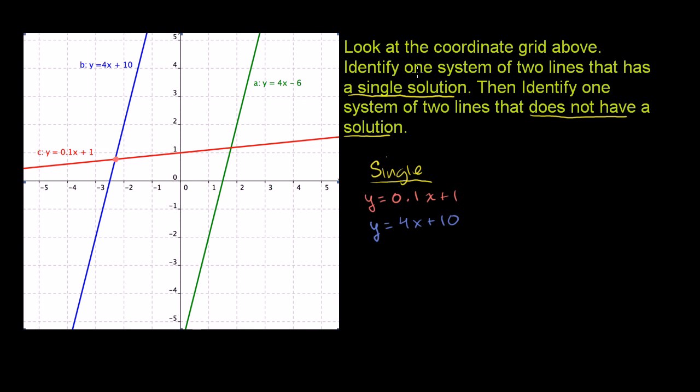Now, they only want us to identify one system of two lines that has a single solution. We've already done that. But just so you see it, there's actually another system here. So this is one system right here. Another system would be the green line and this red line.